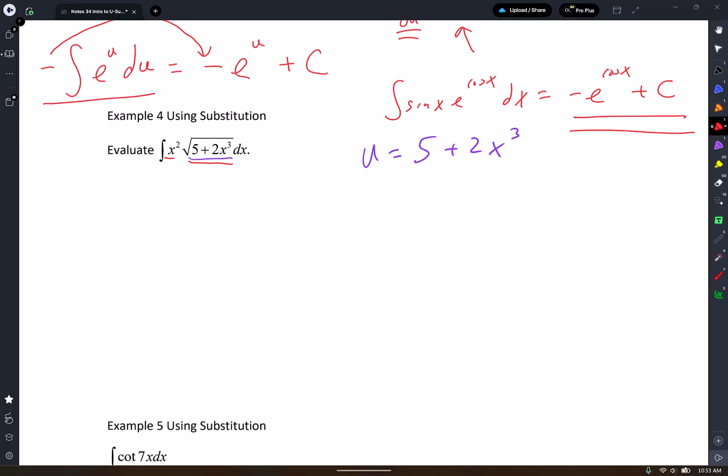All right, here we go. In a little bit, we'll tear everything apart. I'm going to start writing it like this. du equals, what's the derivative of 5 plus 2x cubed?